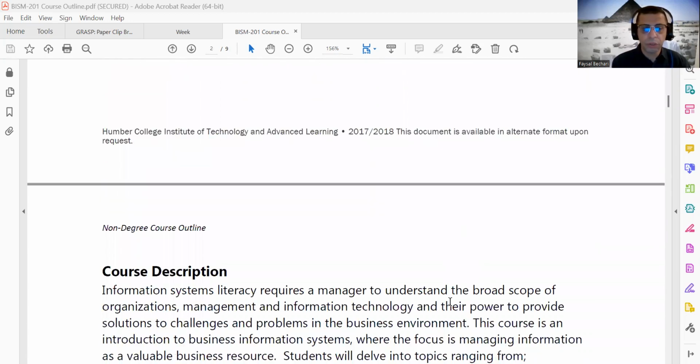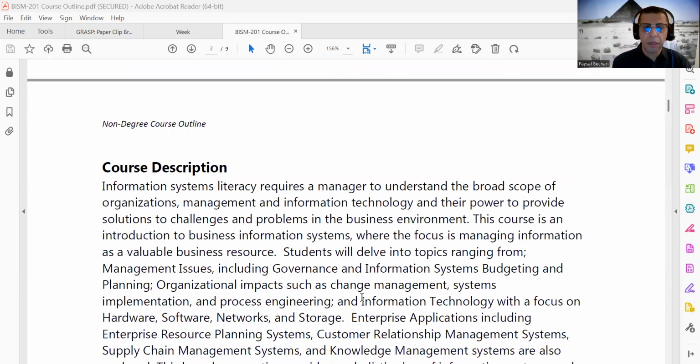Now, this course is about information system literacy. It requires that a manager understand the broad scope of organization, management, and information technology, and provide solutions to challenges and problems in the business environment. This course is an introduction to business information systems, where they focus on managing information as a valuable business resource.